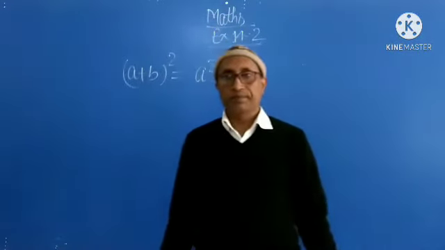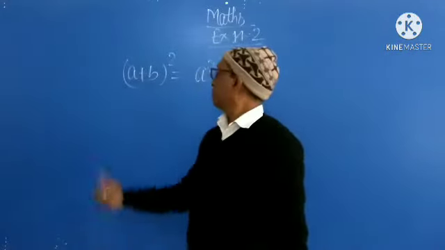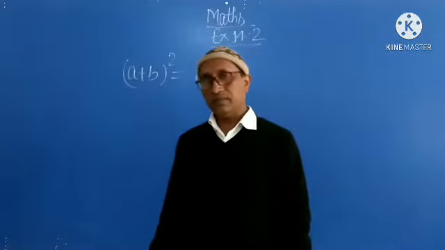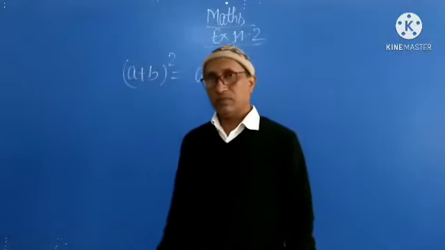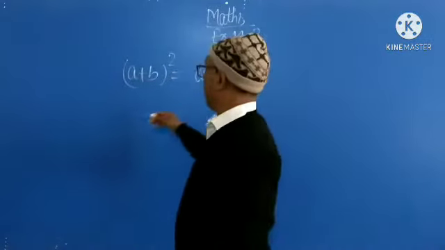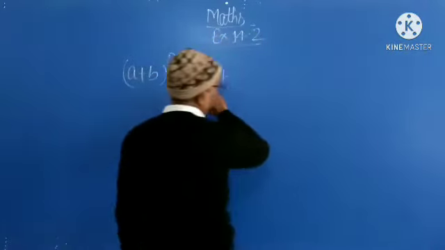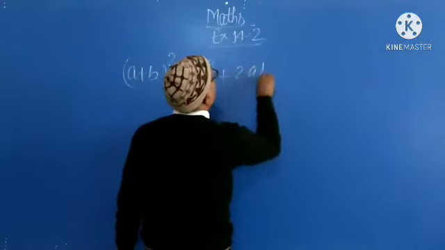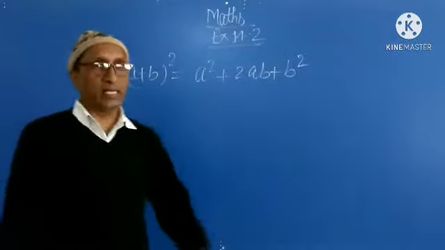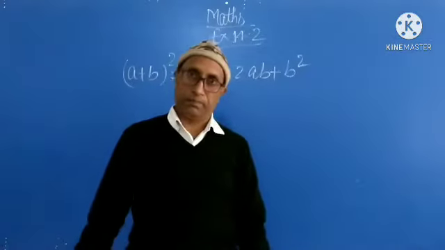Good morning, students. I am going to continue exercise 14.2, factorization, which is related to the identities. Like first identity, (a plus b) whole square is equal to a square plus 2ab plus b square. By using this identity, we are also able to factorize the given expression.